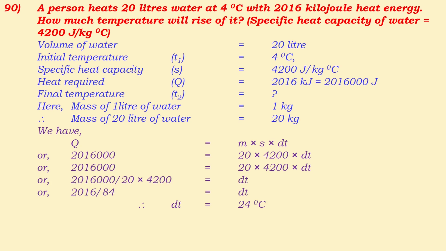This is a simple calculation. Therefore final temperature will be the increase of temperature plus initial temperature. Initial temperature is 4 degrees Celsius and rise in temperature is 24 degrees Celsius. That's why final temperature will be 28 degrees Celsius.